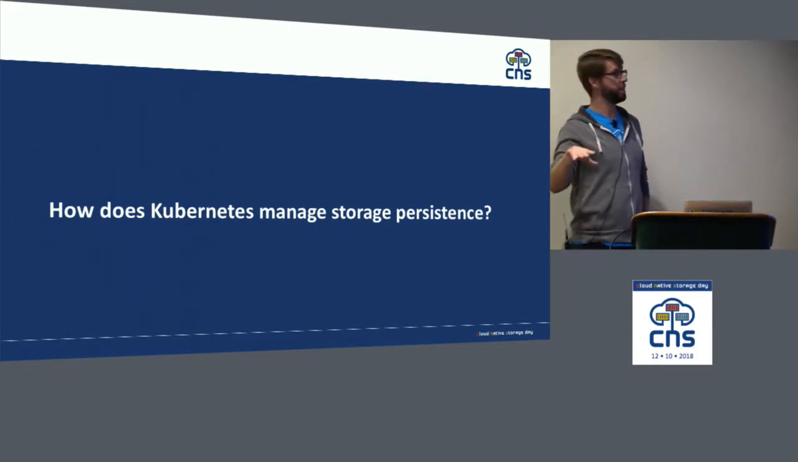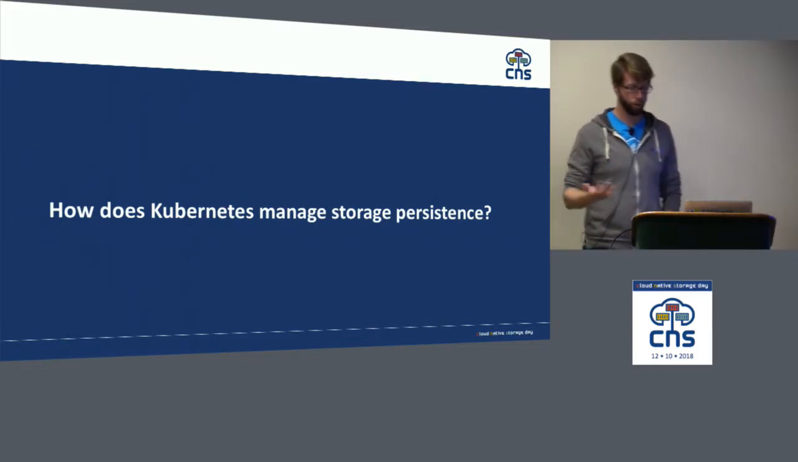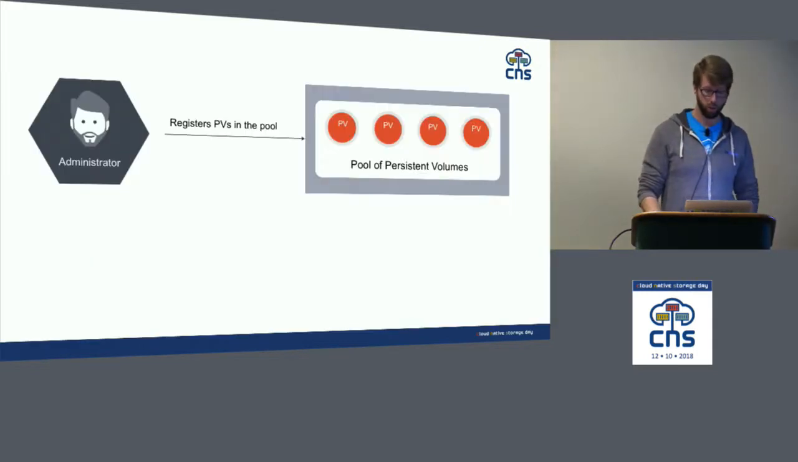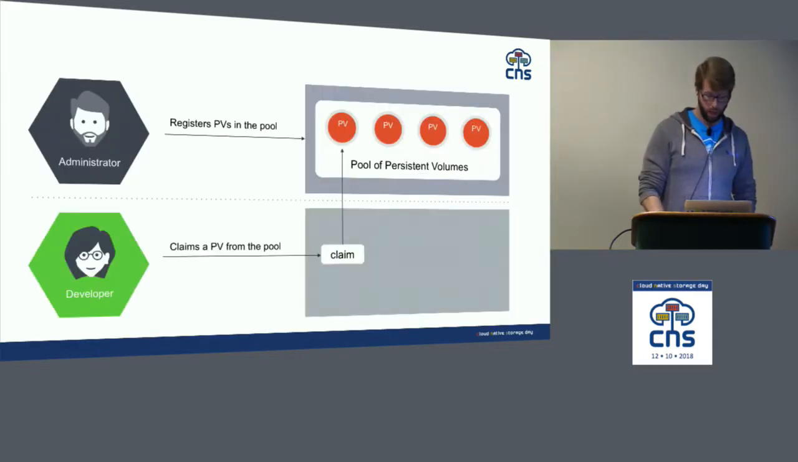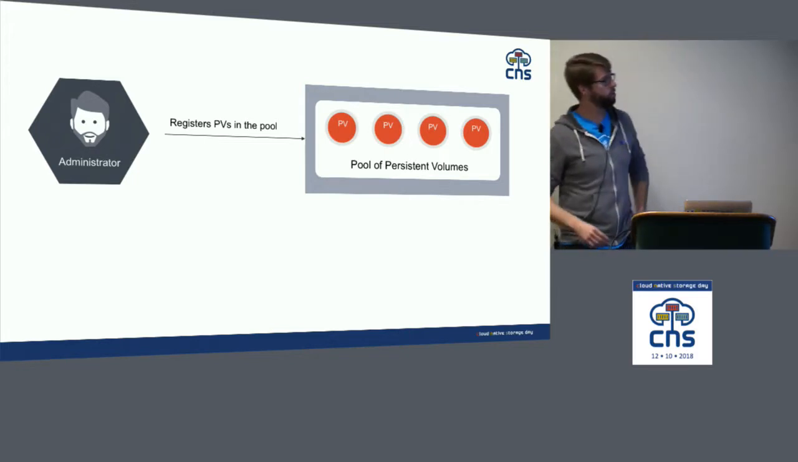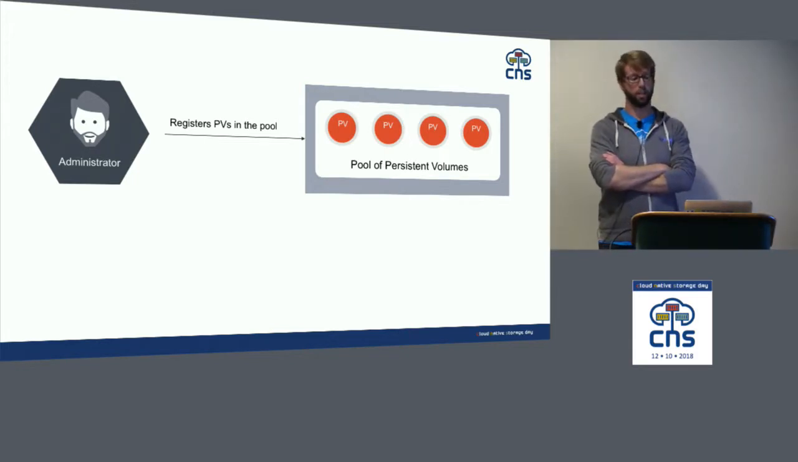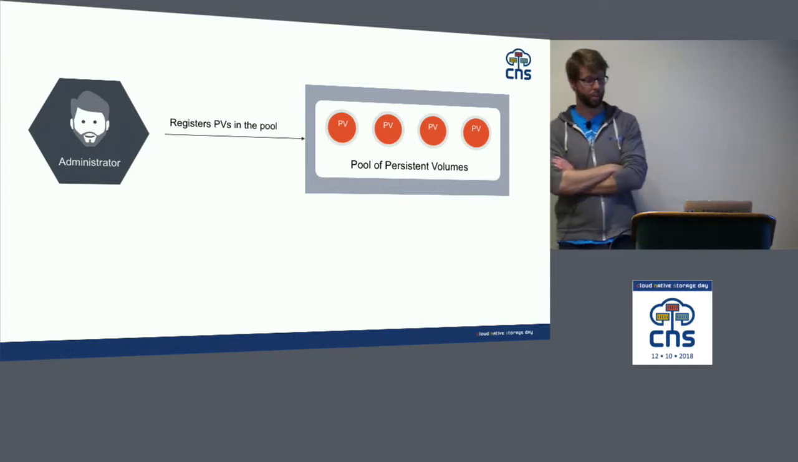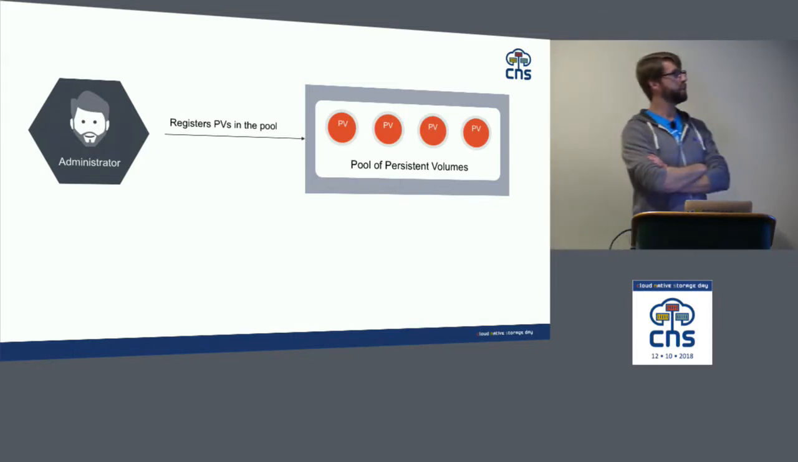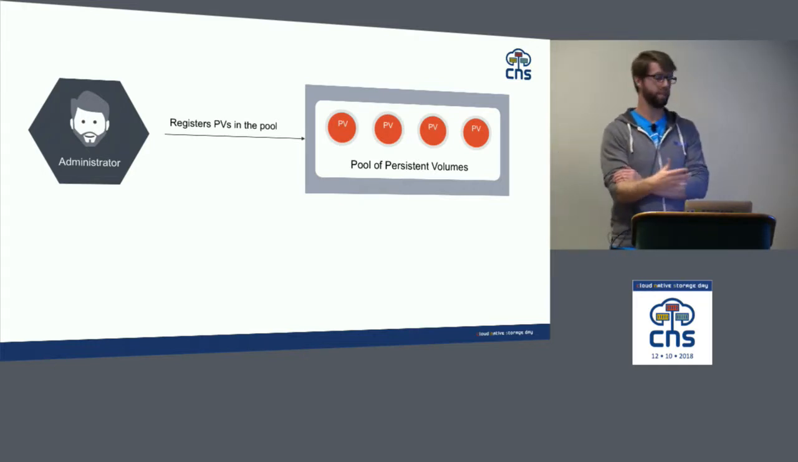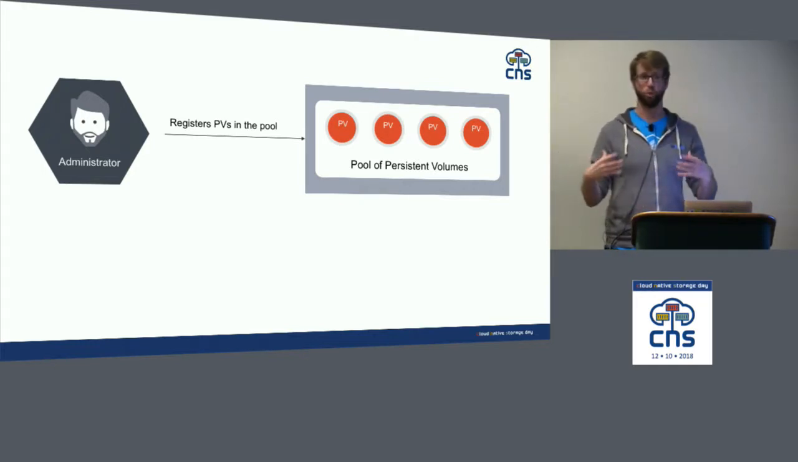So now let's move to Kubernetes. We're here for Kubernetes this week, so let's focus on that now. There's two main flows in how Kubernetes deals with storage for pods. The first one we're going to talk about is static provisioning. In the static provisioning flow, the administrator has to manually create these persistent volumes ahead of time. They create or register these volumes into a pool.